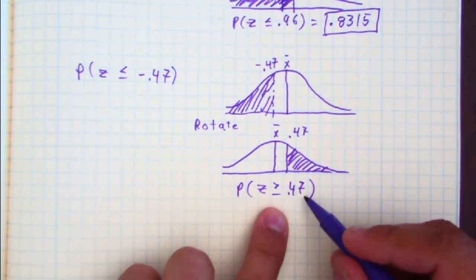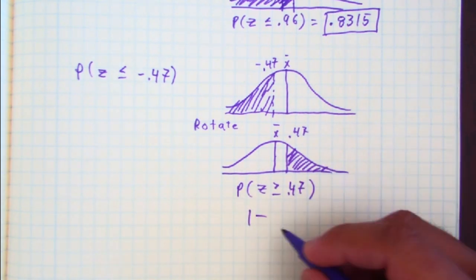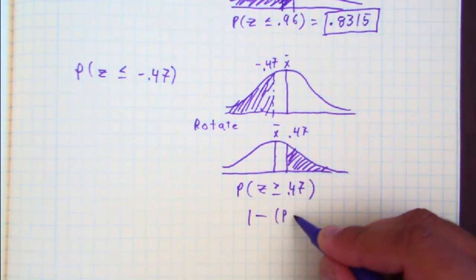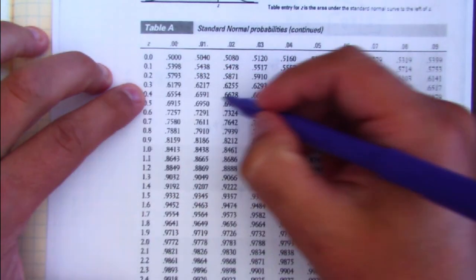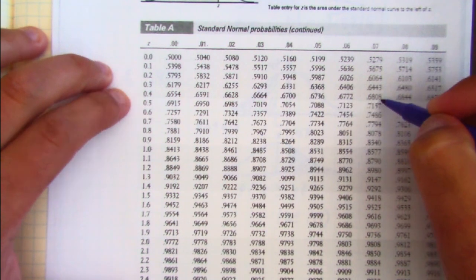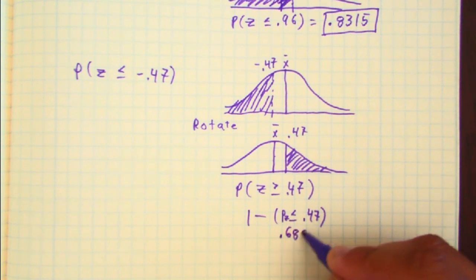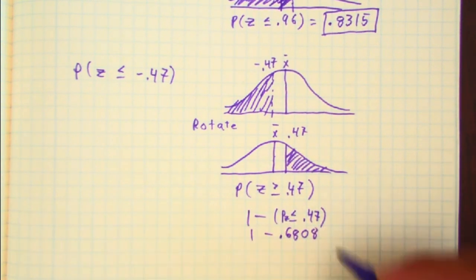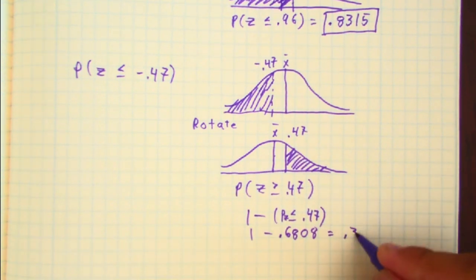And how do we find greater than a positive? Well, we've already had that case. We're going to take 1 minus the probability that z is less than or equal to 0.47. So find 0.47 in the chart. 0.47 is going to be 0.6808. And then 1 minus 0.6808 is 0.3192.